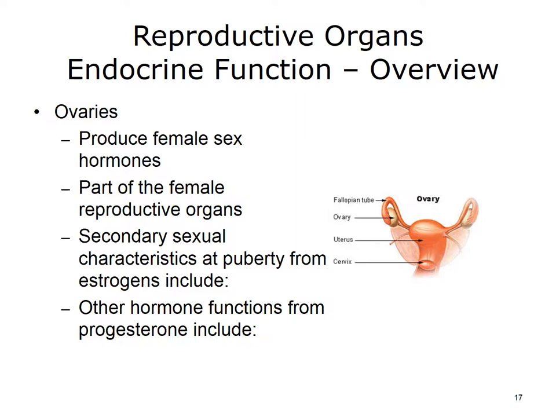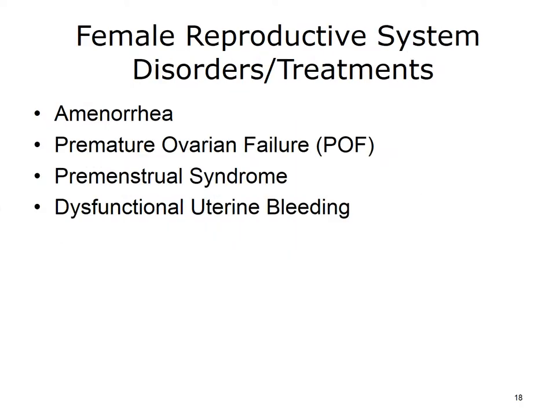Progesterone causes the uterine lining to thicken in preparation for pregnancy. Together, progesterone and estrogen are responsible for the changes that occur in the uterus during the female menstrual cycle. Examples of disorders in the female reproductive system include amenorrhea, premature ovarian failure, premenstrual syndrome, dysfunctional uterine bleeding, ectopic pregnancy, polycystic ovary syndrome, uterine fibroids.